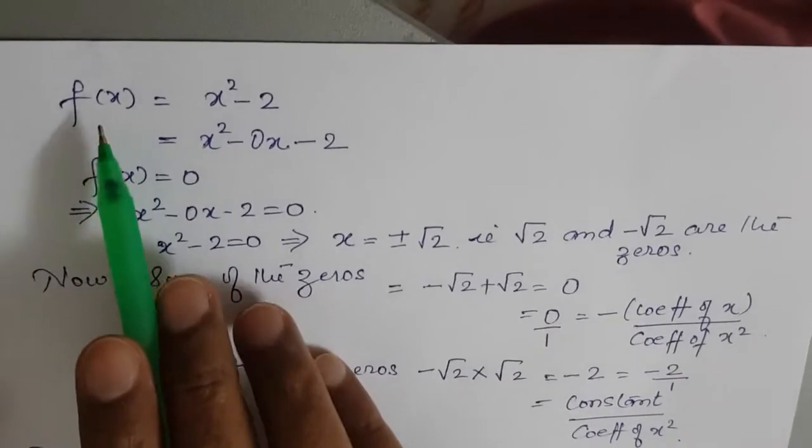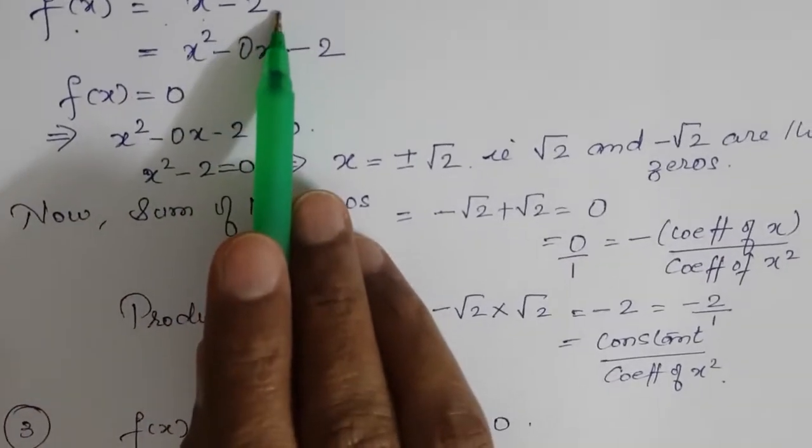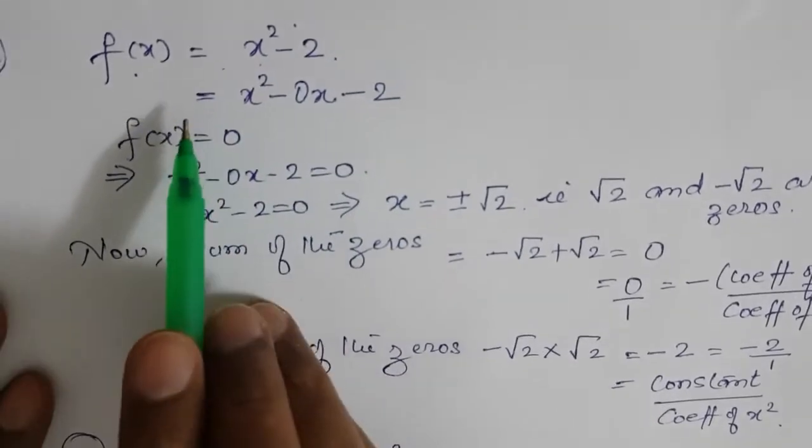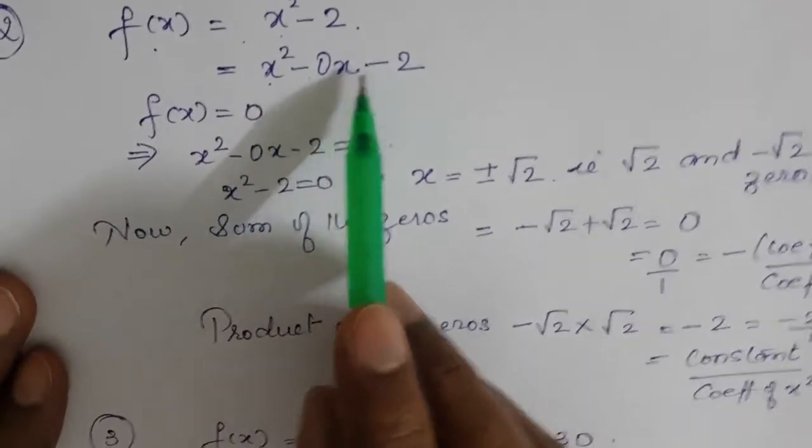Now, the next example: f(x) = x² − 2. Here the term containing x is absent, so we will rearrange it and write x² − 0x − 2.